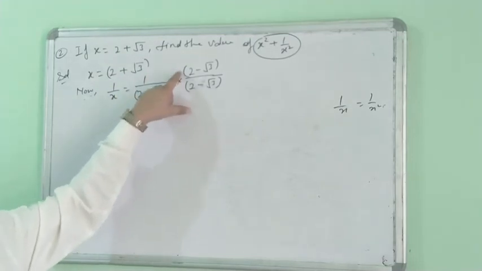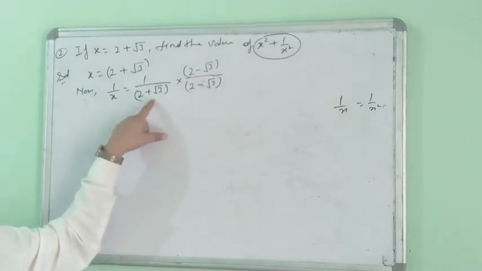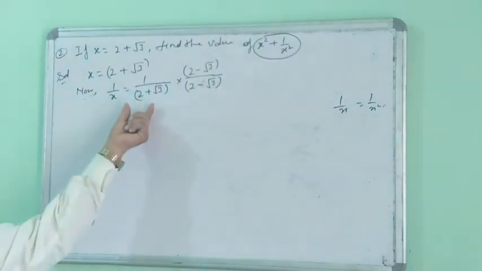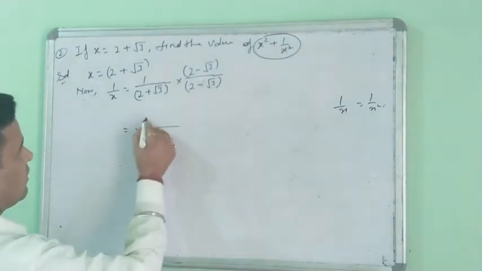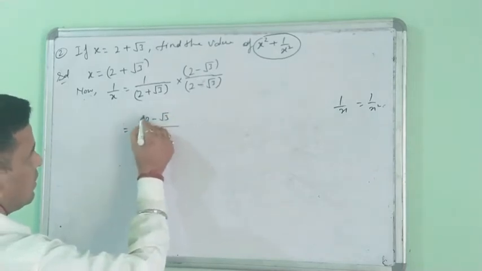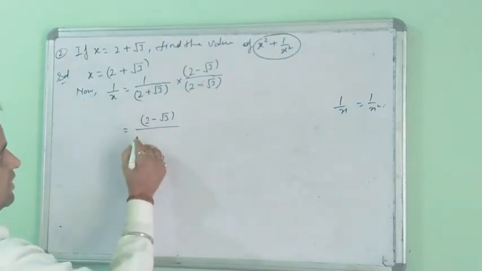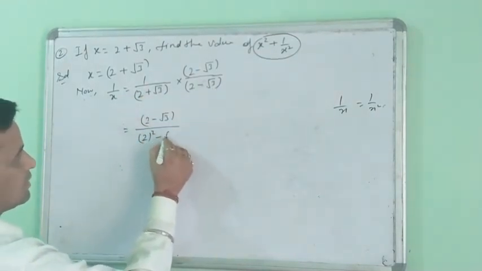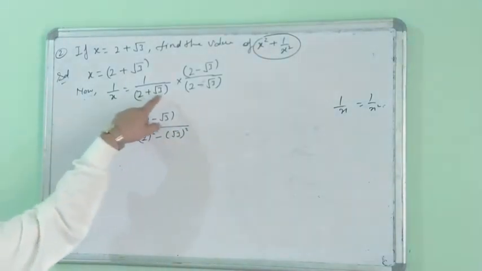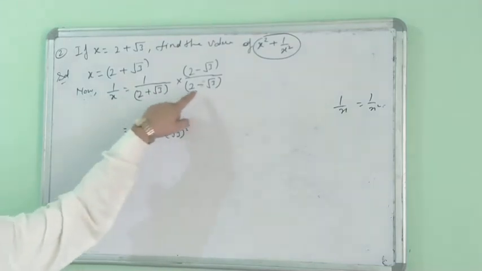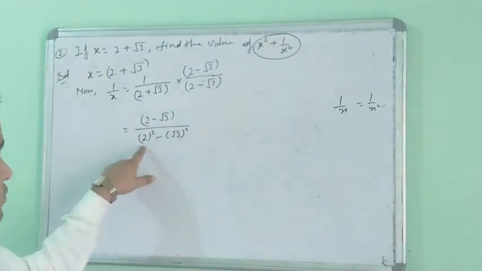When you multiply and divide by the conjugate number, the value of the expression is not changed. Then after that you will get the answer here: 2 minus root 3 in the numerator, and the denominator is a plus b times a minus b. This is a plus b and this one is a minus b. So what is the value here? 2 square minus root 3 square. Same identity here, always the same identity: a plus b and a minus b makes a square minus b square.